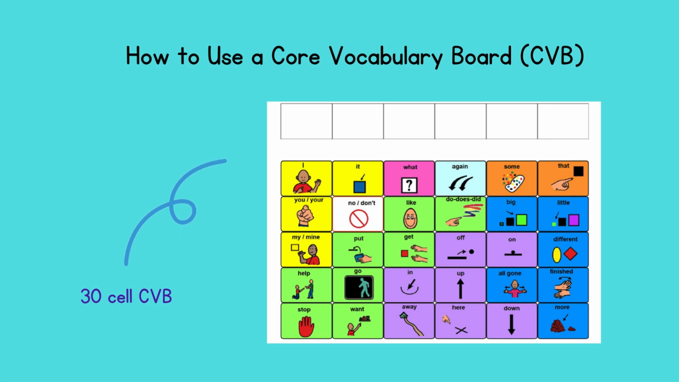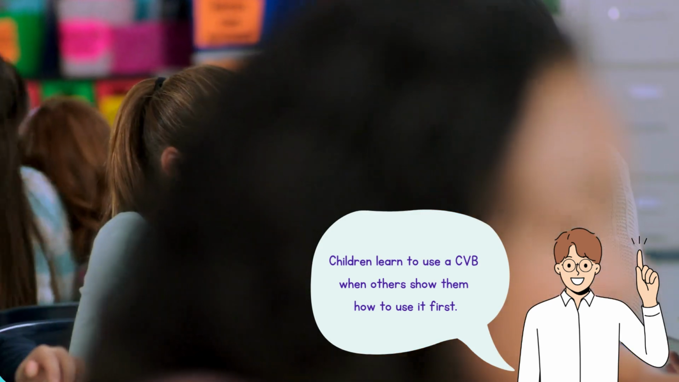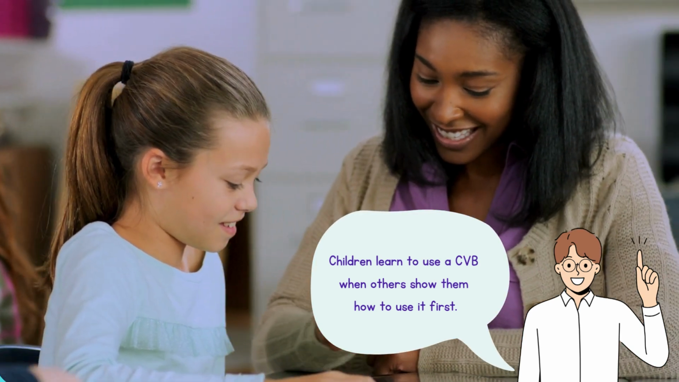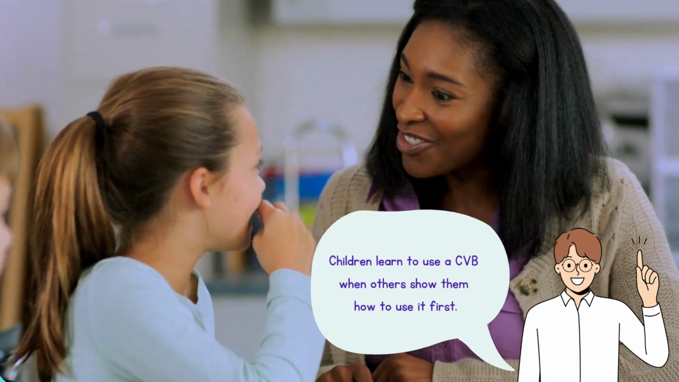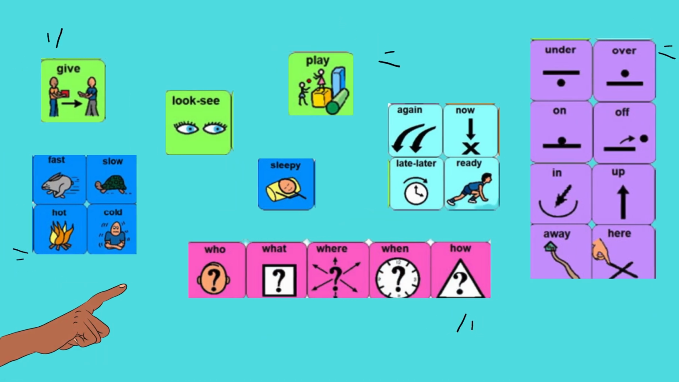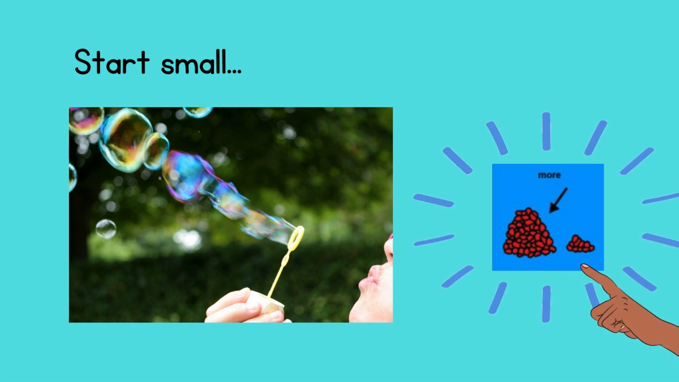How to use a core vocabulary board. Children learn to use a core vocabulary board when their parents, family members, teachers and peers show them how to use it first. This cannot be done by one person alone, and there is no expectation on your child to use it straight away. It may seem overwhelming with lots of pictures and words, but start small by only modelling some words at certain times during the day, such as during a motivating activity.